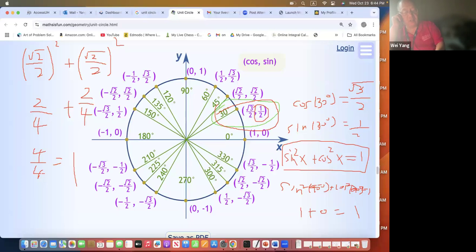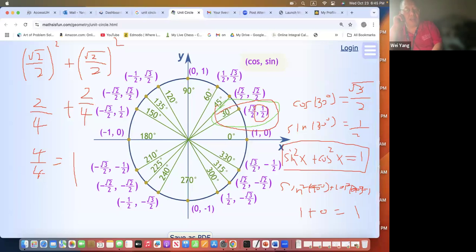So here, this x can be any angle. You need to find a way to prove that for any angle this equation is true. How can you do that? You just solve the equation. How can you solve that equation? Like solve for x. Can you solve for x? Can you show me how you solve x?